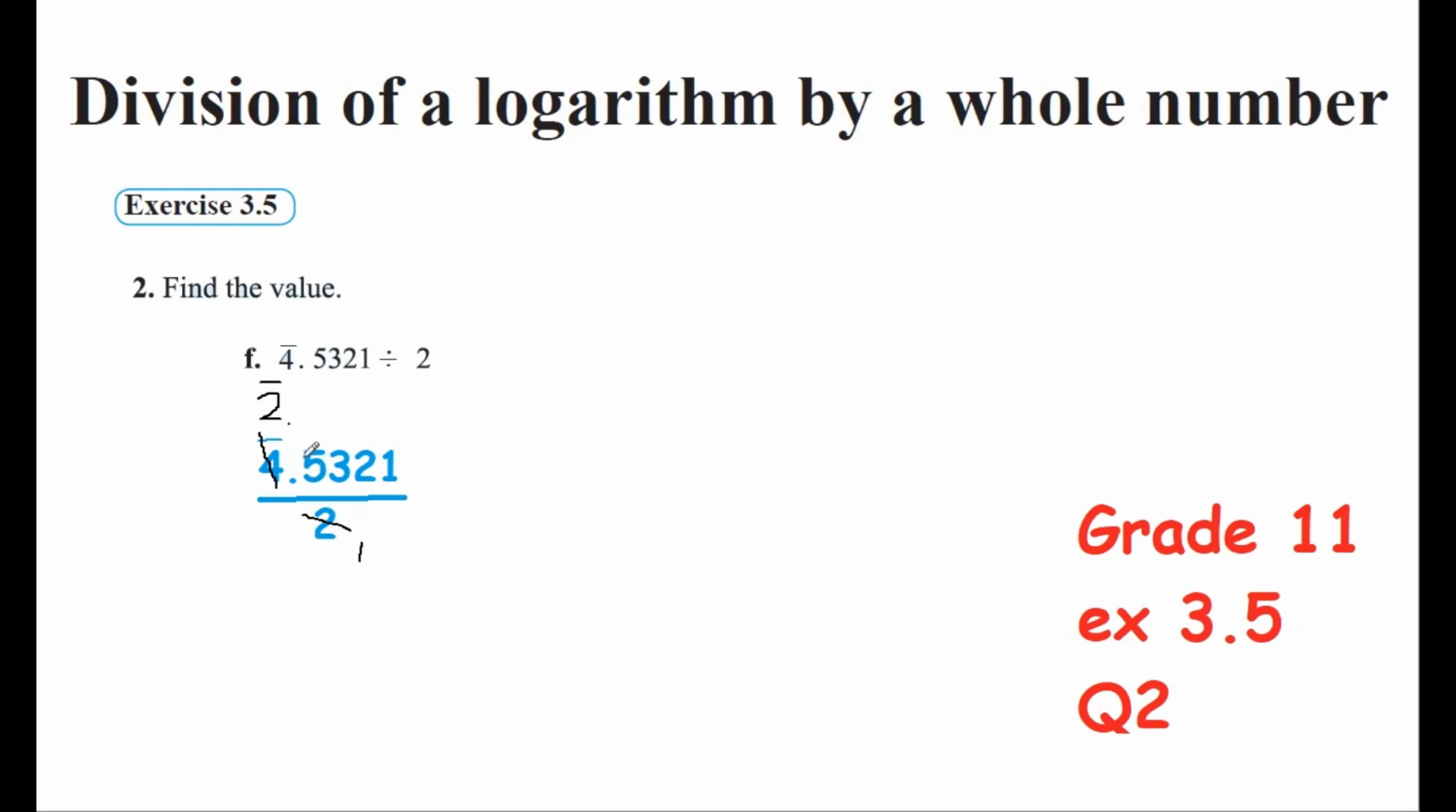And the other side, 5. 5, when you divide it by 2, you have a 2 here. 2 times 2 is 4, and 1 remains. Now the number is 13. 13 divided by 2 means 6. 6 times 2 is 12. There will be 1 remainder.